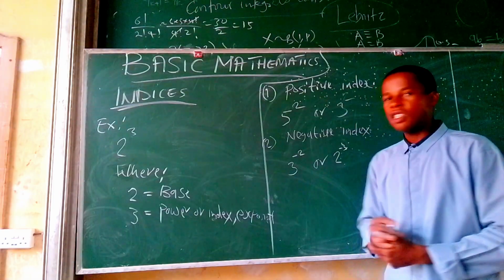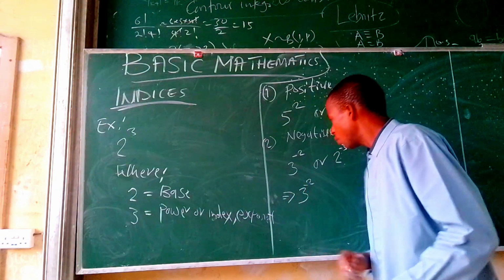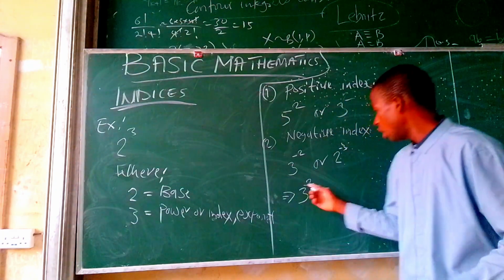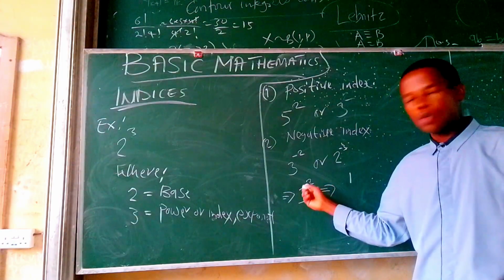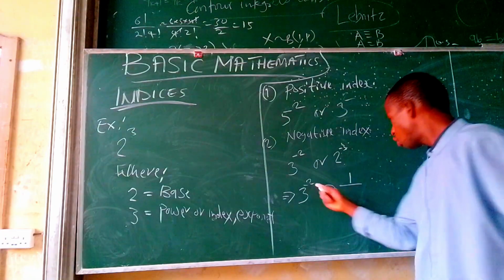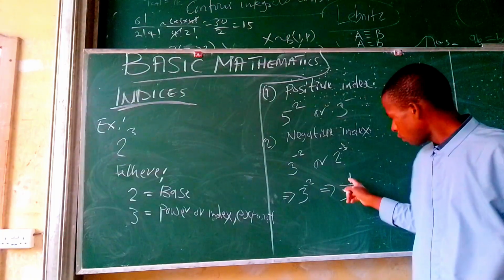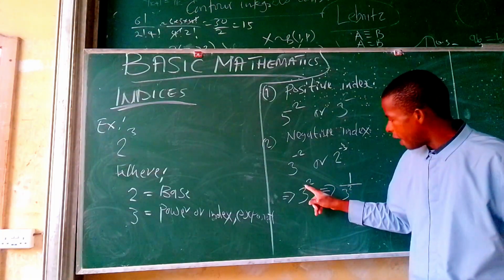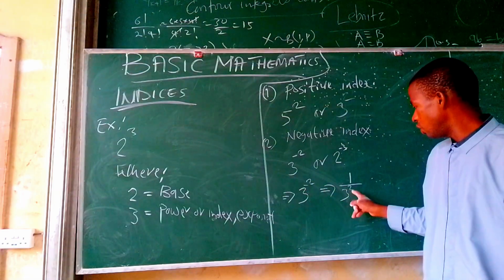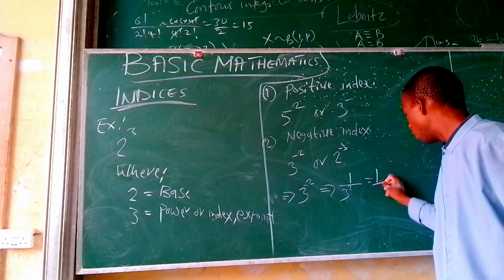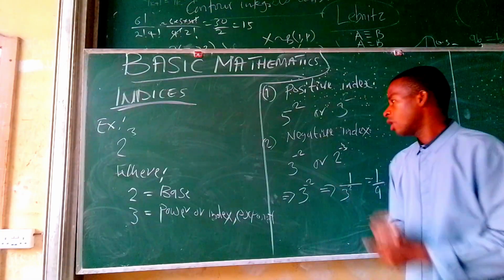I've also expressed this. That is, if we want to express 3 raised to the power of minus 2, since it's a negative index, this implies that we are going to have 1 over 3 raised to the power of 2. Because this minus turns to 1, and then the 2 now falls upon the 3, which is this power 2. And we know that we are going to have 1 all over 9, because 3 raised to the power of 2 is 9. So this is how to express negative index of indices.